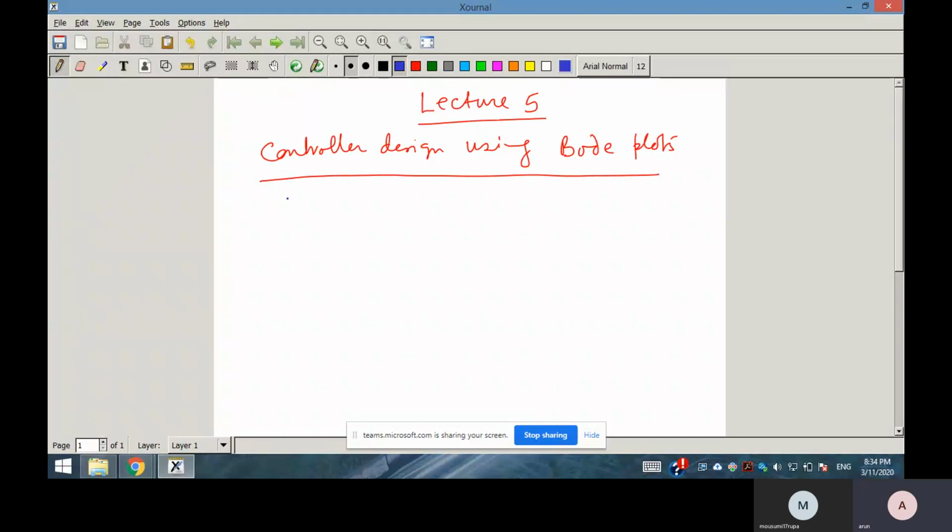So we will be discussing lead, lag and lag-lead controller design. First we will be discussing lead, of course. So simple low order controllers: we will consider first order lag, first order lead, and both first order lag and lead together. So that's why it is a second order controller.